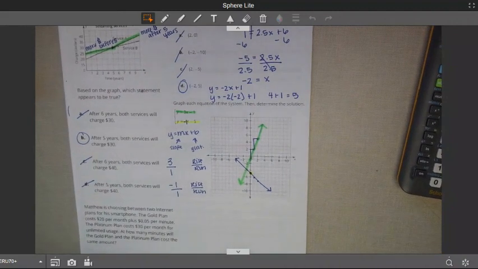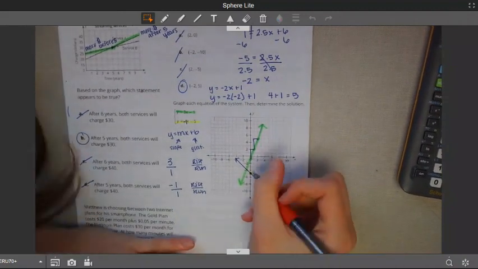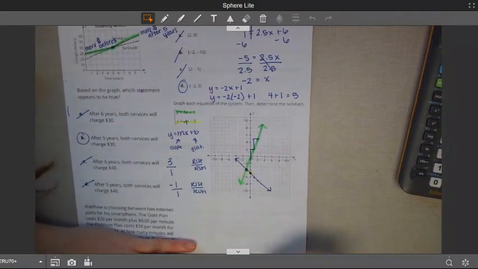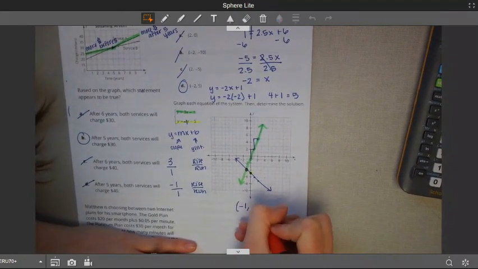So my system of equations should have looked something like this. And the solution is where the two lines intersect, which just so happens to be at -1, -4.